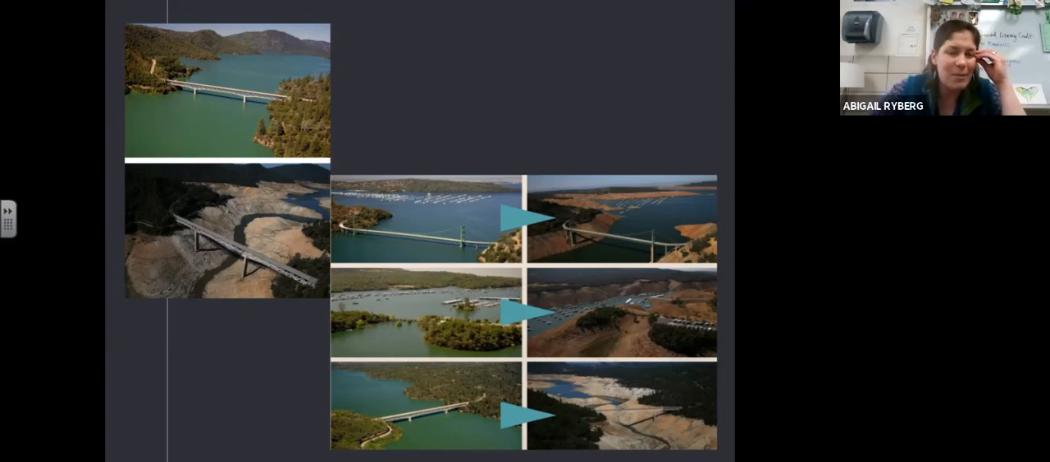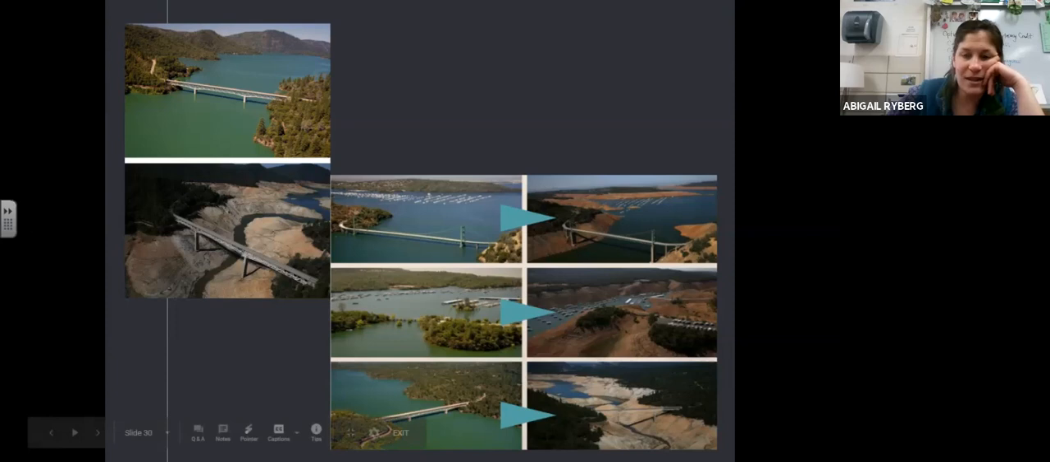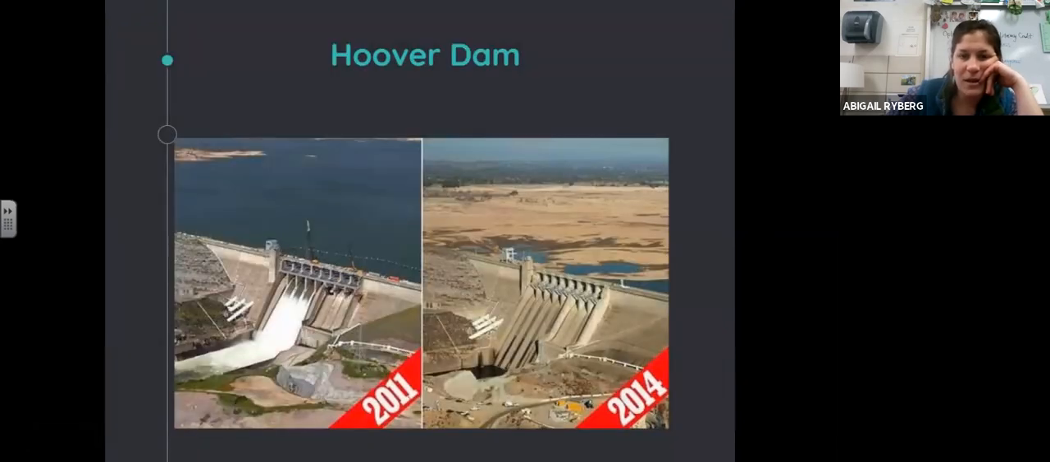So here are just some examples of normal, if you will, of the Colorado River. On the top picture, I'm going to say this is normal, but then it has gotten so low on a regular basis. Now this is during a drought, so this is extreme. This bottom left picture, you can see the before and then the during drought. Here are some other examples of areas dealing with the drought.